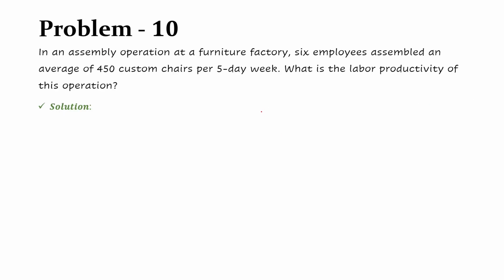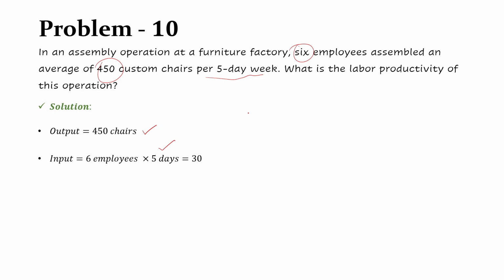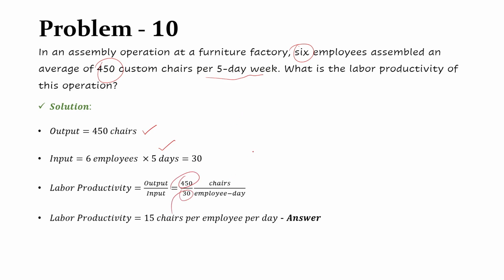In problem 10, we have the information of an assembly operation at a furniture factory. We are required to calculate the labor productivity of this operation. We know that the output of this process is 450 chairs. The input can be calculated by multiplying number of employees with the number of days, and we have 6 employees who work for 5 days a week, so that will be equal to 30. And finally, we can calculate the labor productivity by dividing output by input. We have the output value of 450. We divide 450 by 30 and our answer is 15 chairs per employee per day.